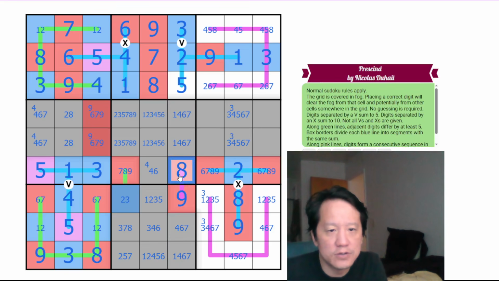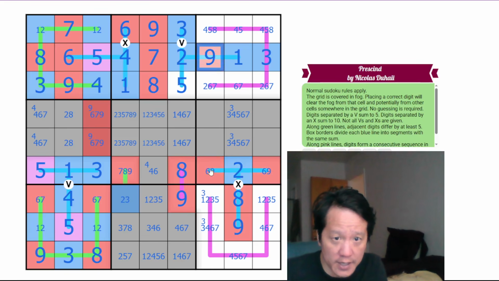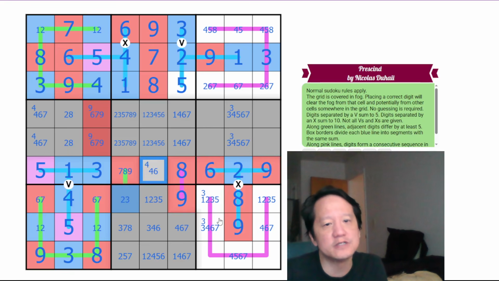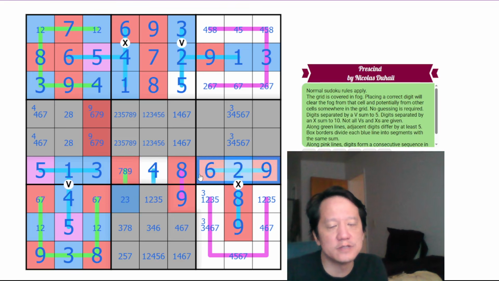Also, this can't be 7 and 8, because it must add up to 15. So it must be 6 and 9. 9 eliminates 9 here, so that's 6, that's 9. This cannot be 6 anymore, it's 4. This can't be 6 or 9 or 8, so this is 7, which must be next to a 2 on a Whisper 5 line instead of a 3. So that's 2.